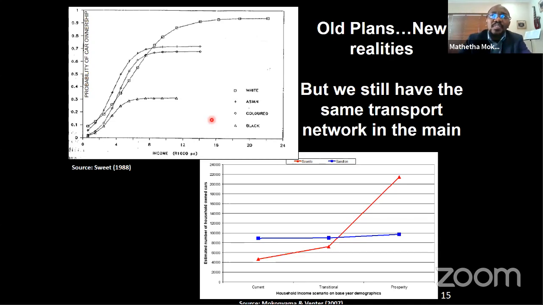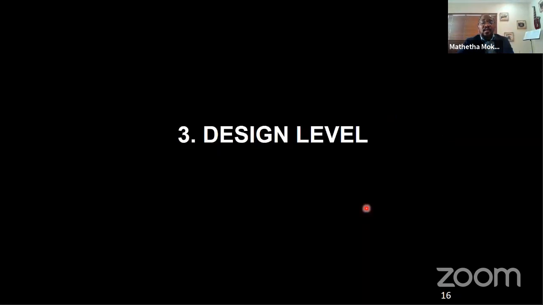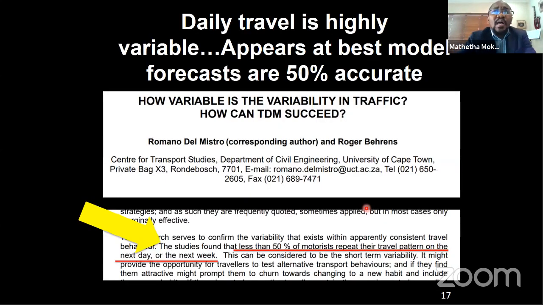And some work that we did later on showed that in areas like Sandton, with increased prosperity, the level of car ownership and car use will not change as much as, for example, Soweto. And we see the evidence of that in townships. Saturday, Soweto, the place is chock-a-block. So we need a more nuanced understanding of how things work at an operational level. Design level, I'm still stunned by some of these findings.